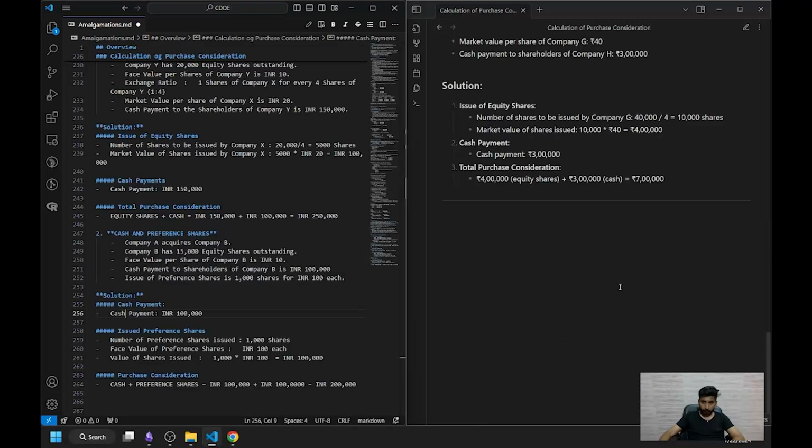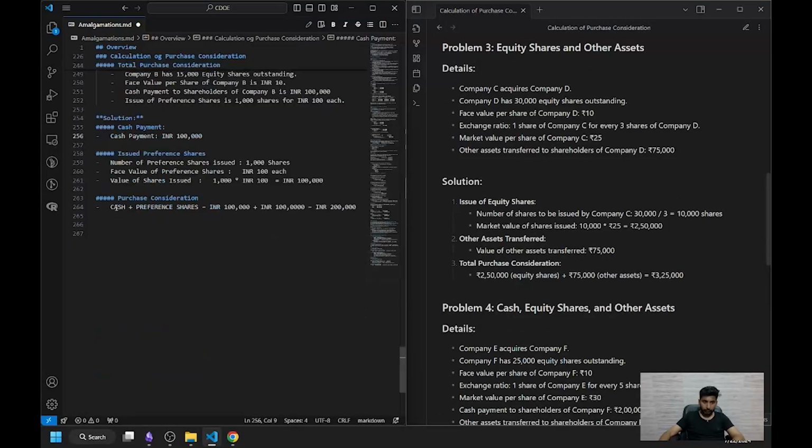Then let us move ahead with problem number 3. Problem number 3 is related to equity shares and other assets. The following details are given. Company C acquires company B. Company B has 30,000 equity shares outstanding.